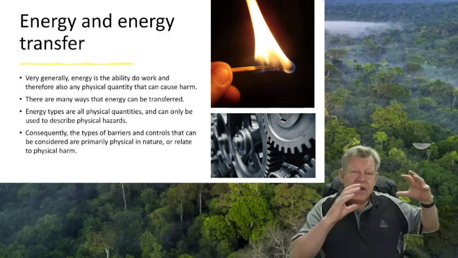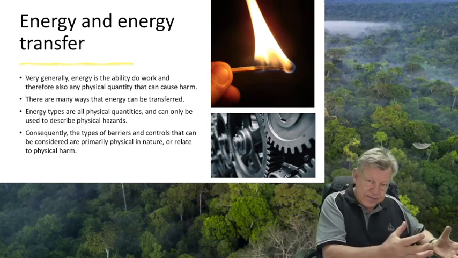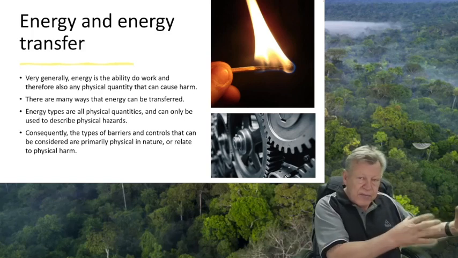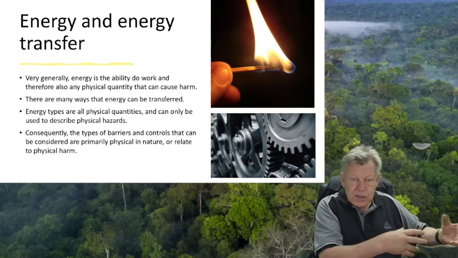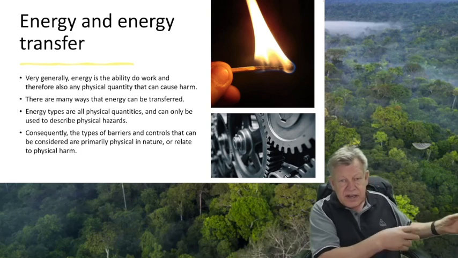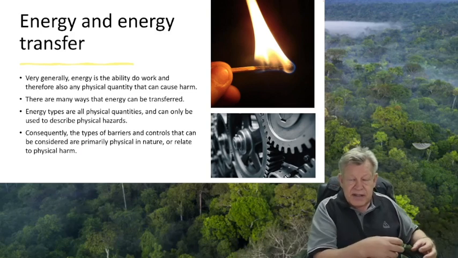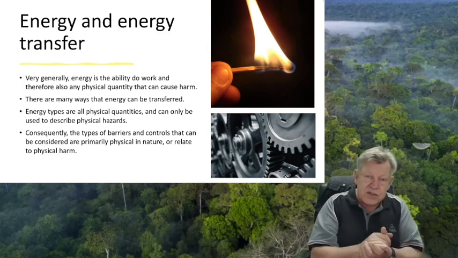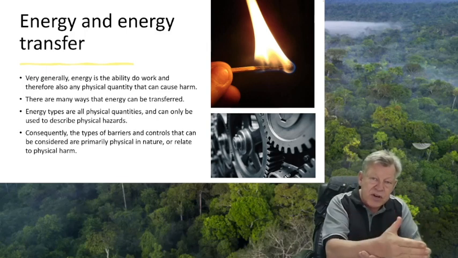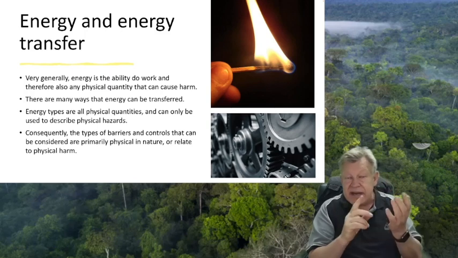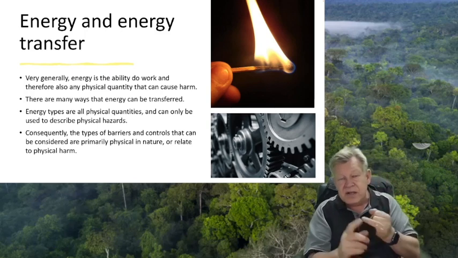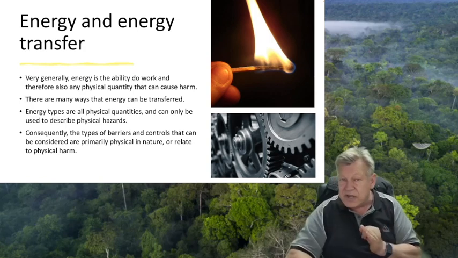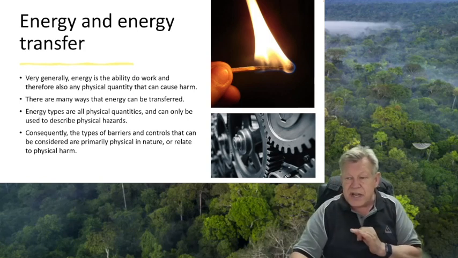So if I have a physical hazard, and the energy that's going to be transferred will come from that hazard through heat, electricity, mechanical movement, or something like that, I can put barriers in place that will stop that energy or that will reduce that energy. It can either stop it from getting to the target, or it will reduce the energy so that when it gets to the target, it does not cause any harm.